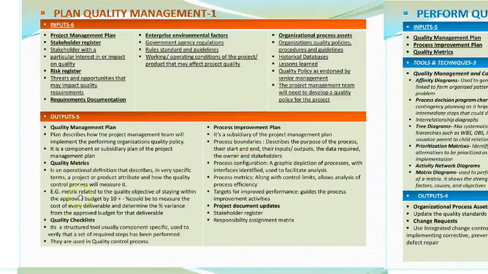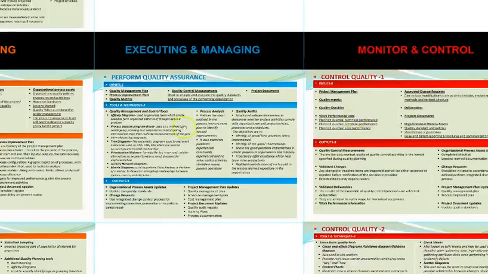So these 5 outputs are pretty important. You should know what the outputs are from the plan quality management process, and again they are quality management plan, quality metrics, quality checklist, process improvement plan, and project document updates. So that finishes the first process. Let's jump to the second process.